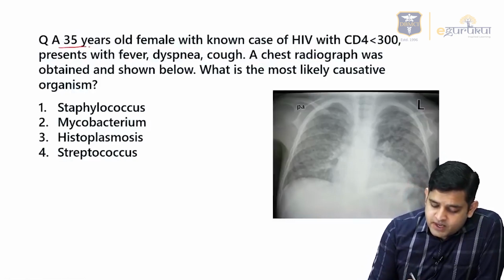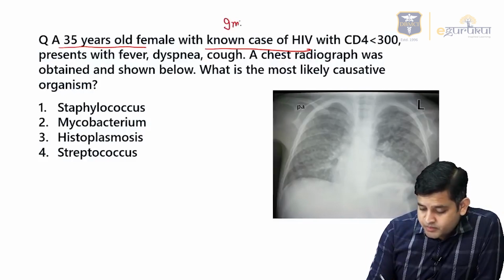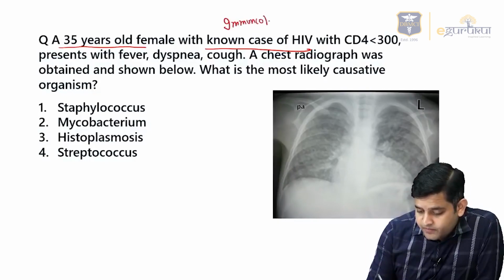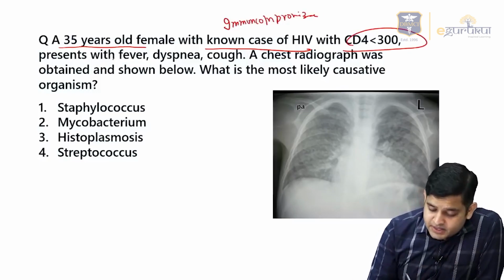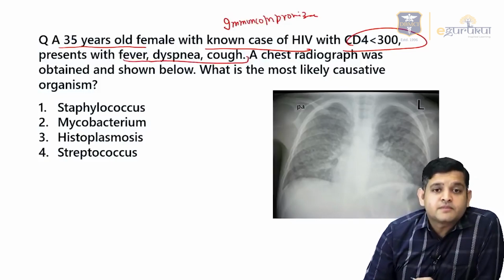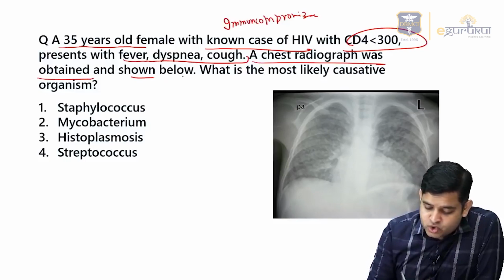A 35-year-old female, a known case of HIV, that means she is immunocompromised, with CD4 count of less than 300, presented with fever, dyspnea and cough. A chest radiograph was obtained and shown below. What is the most likely causative organism?